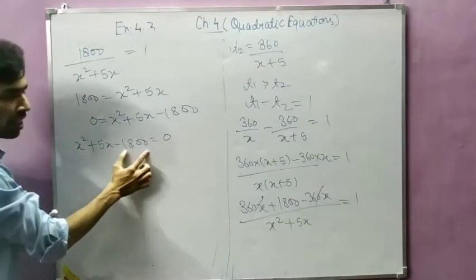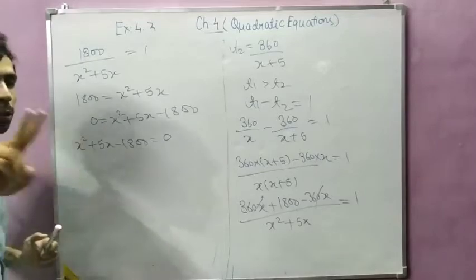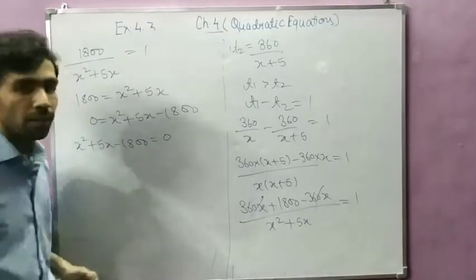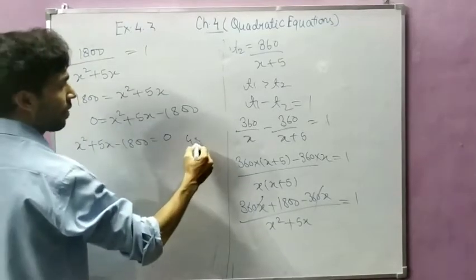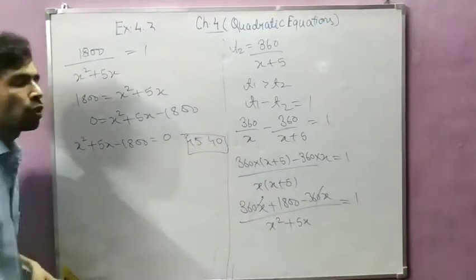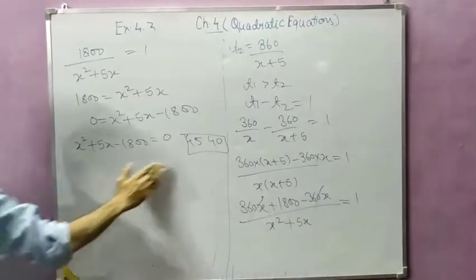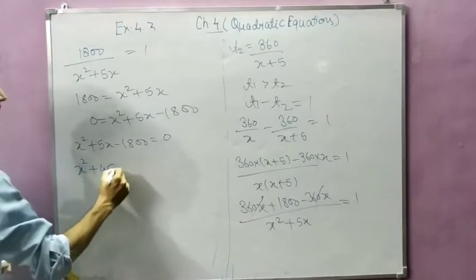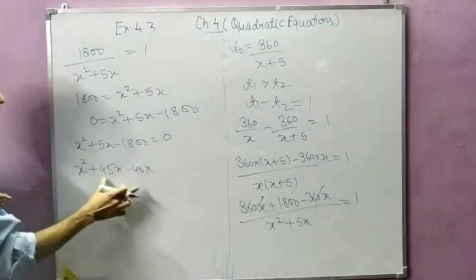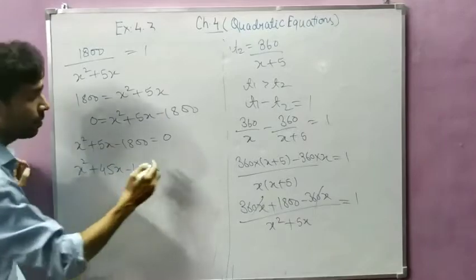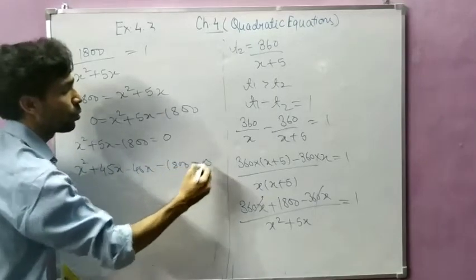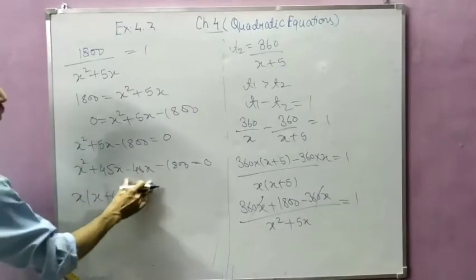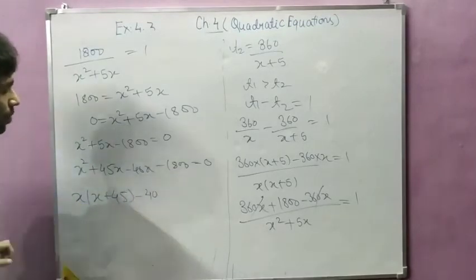So 1 into 1800, and I have to take 2 factors of 1800 such that when I subtract them, I will get 5. So I think 45 and 40, because I know. So 45 and 40. Okay. So the 2 factors are 45 and 40. So it can be written as 45x minus 40x. Here I have not put a bracket because here was a plus sign, minus 1800 equal to 0. Now from here x will be common, so x plus 45. From these two, minus 40 will come common.